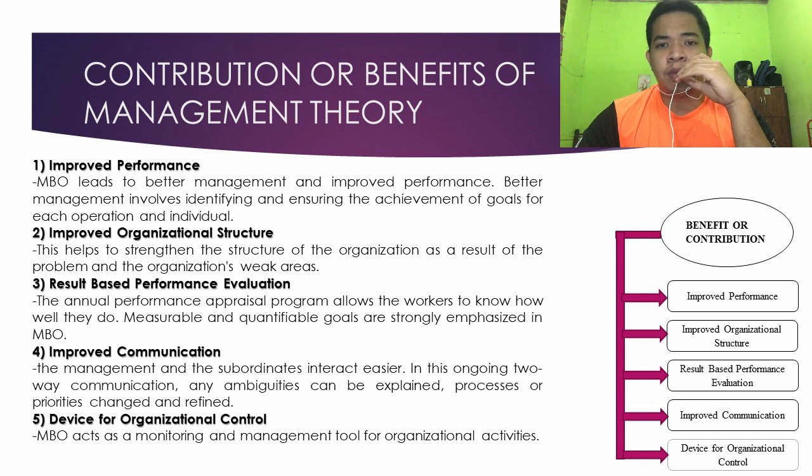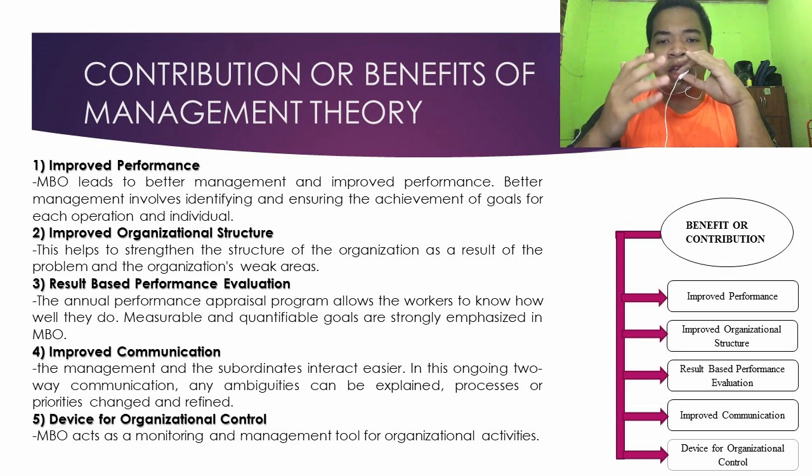So for improved performance, MBO leads to better management and improved performance. Better management involves identifying and ensuring the achievement of goals for each operation and individual. MBO not only helps to set the goals, but also ensures that the priorities and resources are balanced. Better and result-oriented planning is essential for setting goals. Project management requires administrators not just to schedule tasks and jobs, but to worry about the planning outcome. So Peter Drucker said that efficiency is doing things right, effectiveness is doing the right thing.